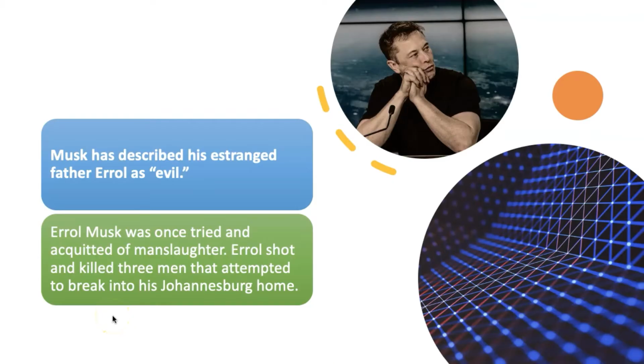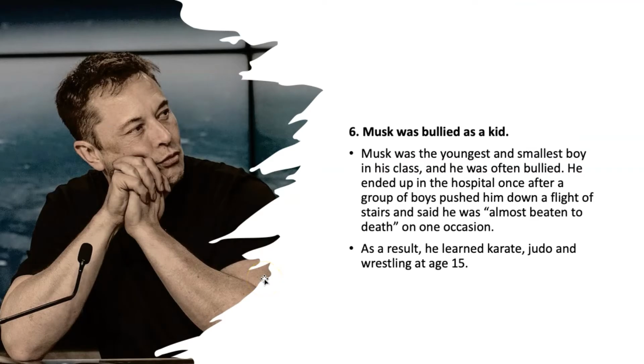He has had to overcome hardship, so his father he describes as evil. His father Errol shot and killed 3 men who tried to break into his home, and he actually also had an relationship with Elon Musk's stepsister. Not a pleasant man. He had to overcome bullying as a child and as a result learned karate, judo and wrestling at the age of 15, and I bet nobody messed with him after that. You could apply that to so many of the questions.